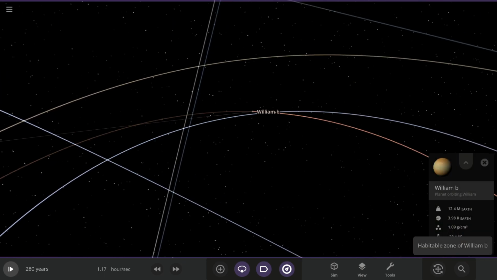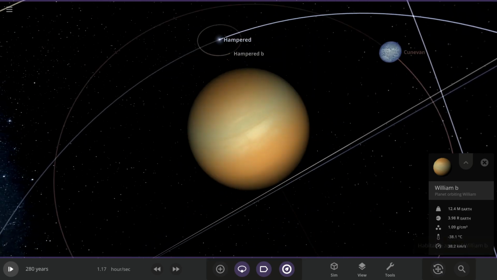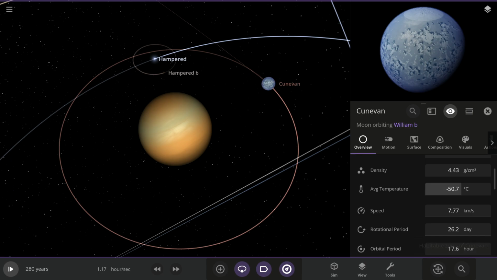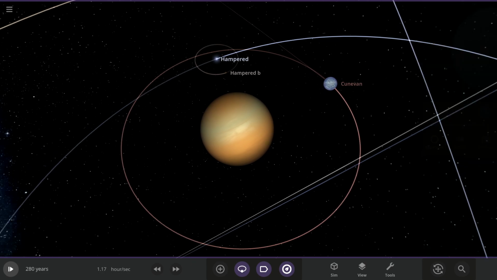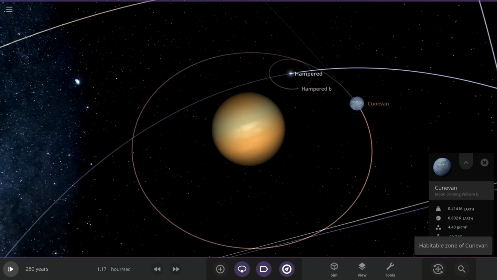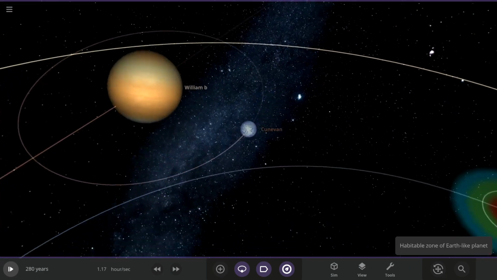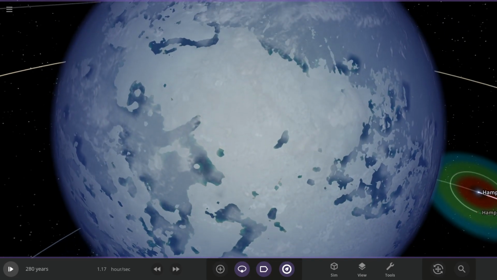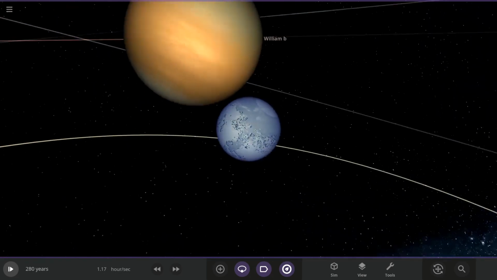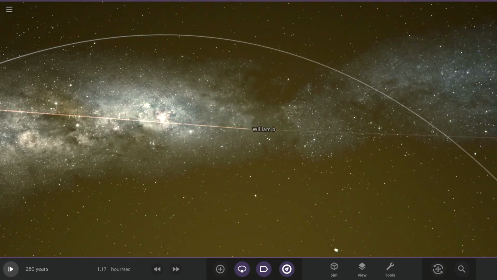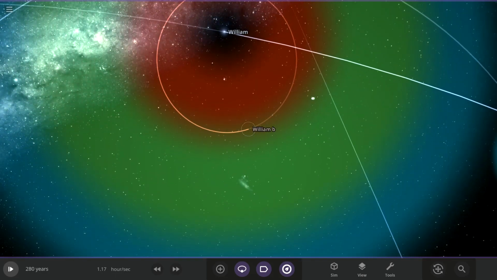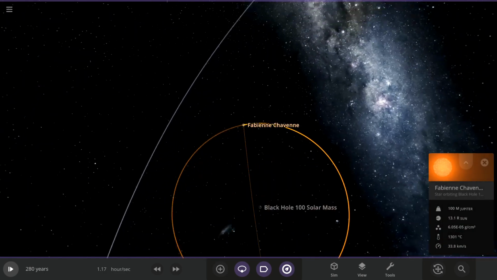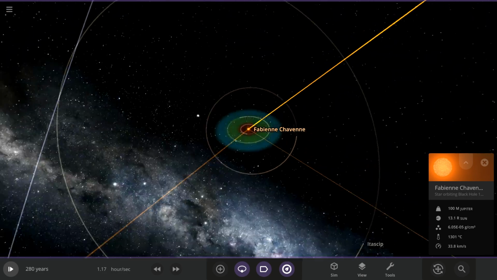We got William with the tidally heated planet. Did I succeed? No, but at least it's not minus 270, so I slightly succeeded. Yay. But I mean, it's a tundra planet, yes, but life still could find a way.